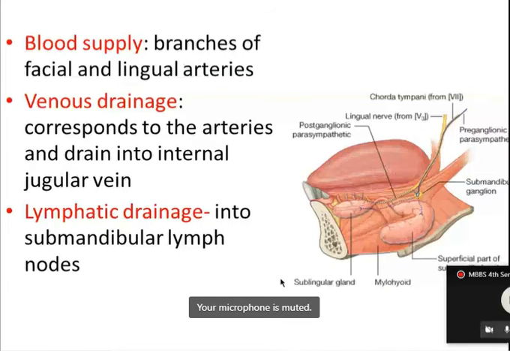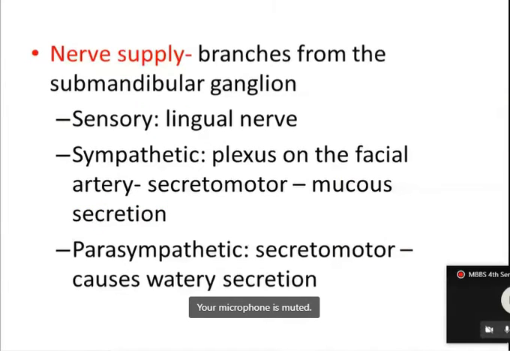So the nerve supply is very important. The nerve supply is by the branches from the submandibular ganglion. So sensory by the lingual nerve, sympathetic by the plexus on the facial artery, that is the secretomotor to the mucous secretion, and parasympathetic via the secretomotor that causes the watery secretion. So this is important for exam purpose.